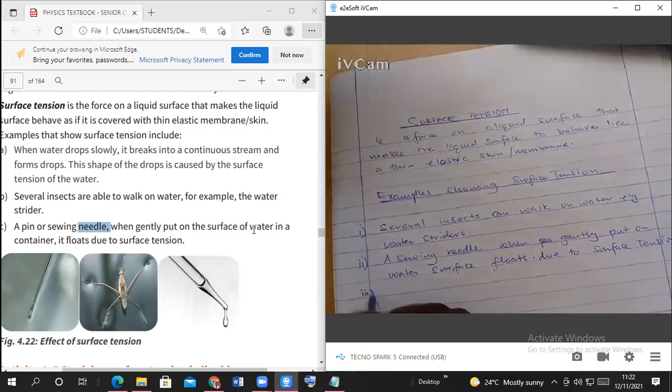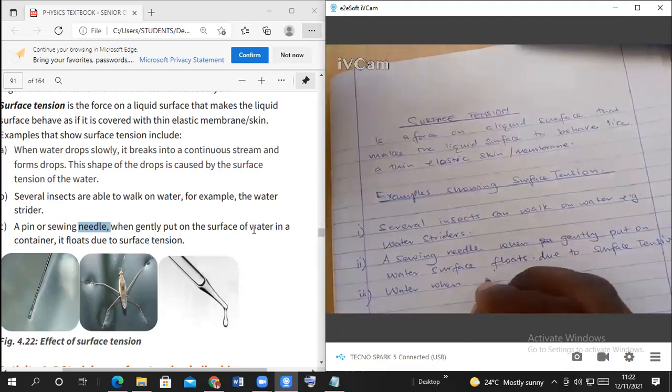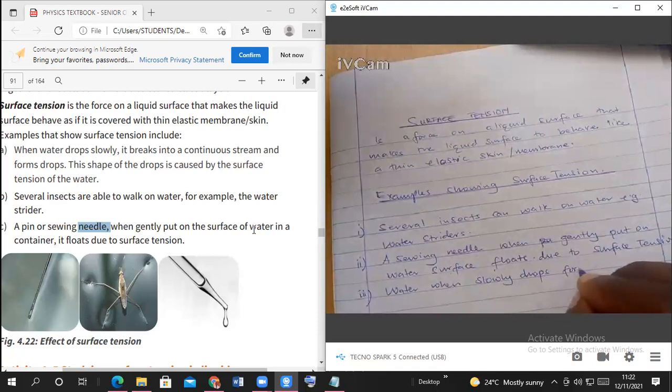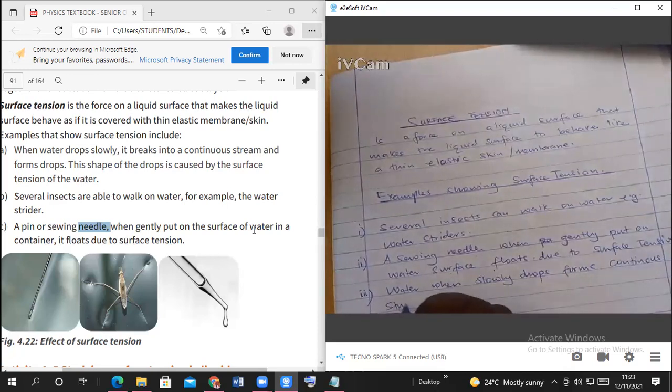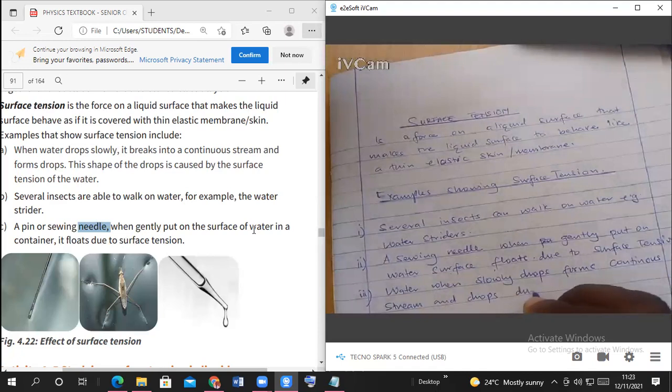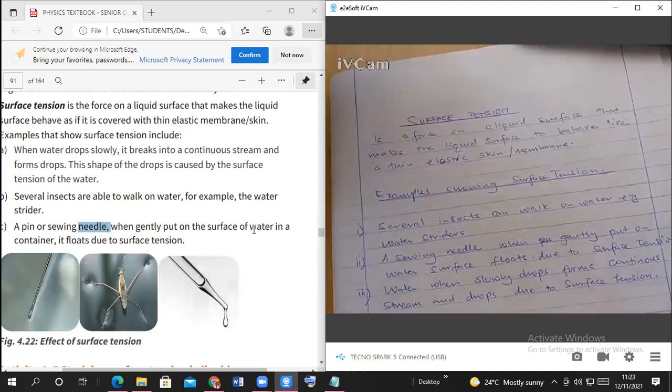Then the other one we can say is water, when it slowly drops, forms continuous streams and drops due to surface tension. Those are some of them.